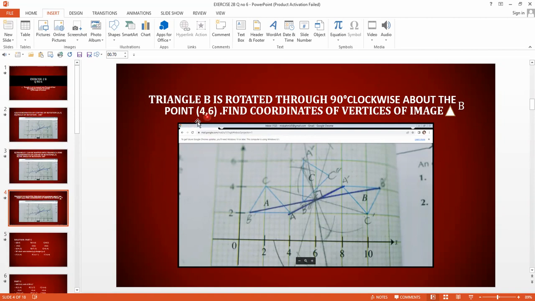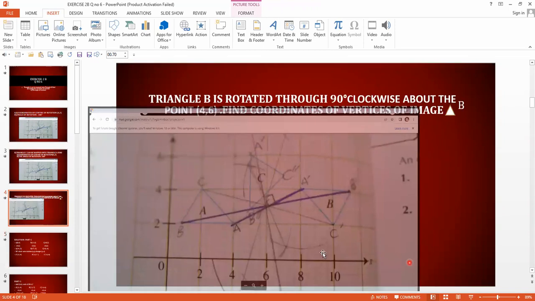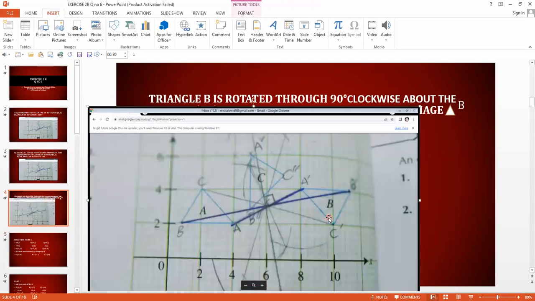Why do we have to subtract? To make that object into the center, to move this triangle B into the center. That's the reason that we have to subtract it.